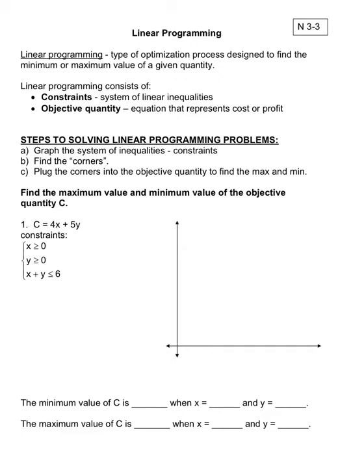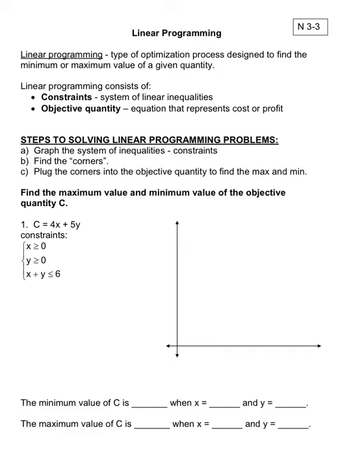Now, the constraints are what you see on the side on number 1 there, where it says x is greater than or equal to 0, and y is greater than or equal to 0, and x plus y is less than or equal to 6. Those are the restrictions or constraints on the graph. We have to use those in order to eliminate part of the graph, which will make sense in a second. So it's building on the N3-2 that we did.